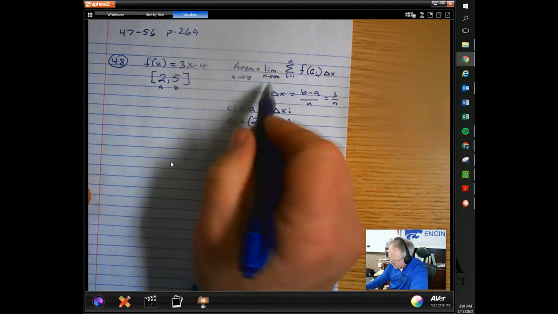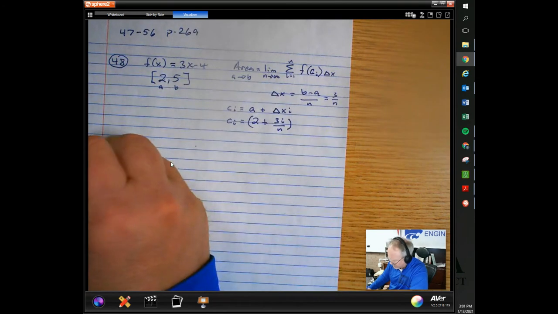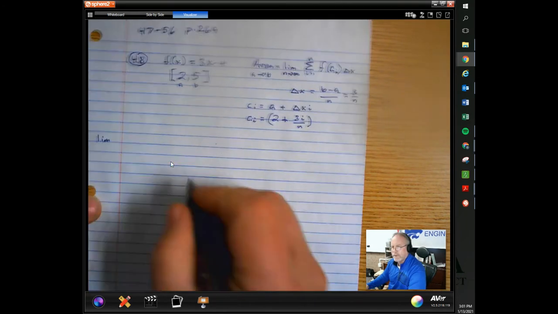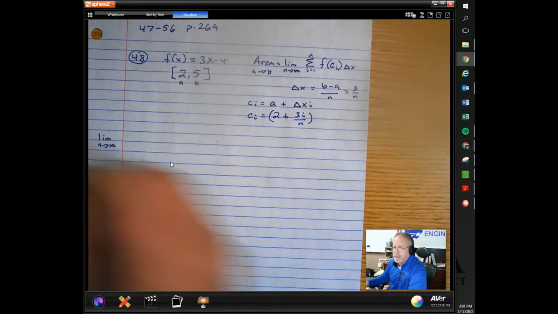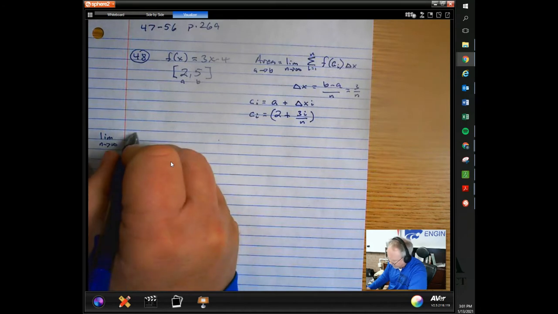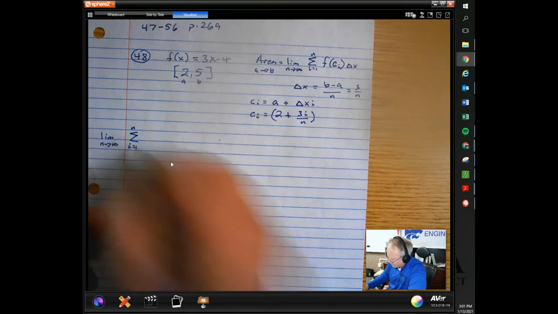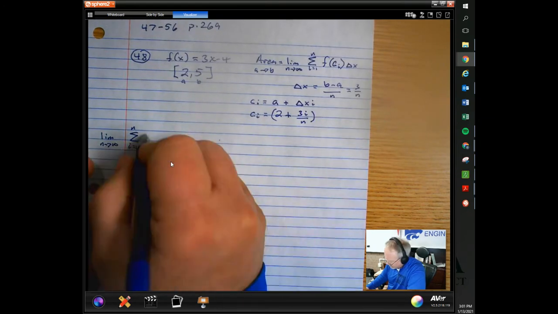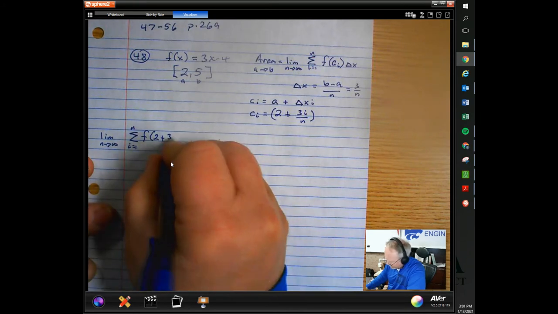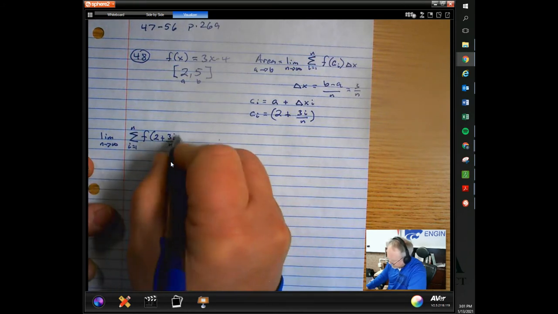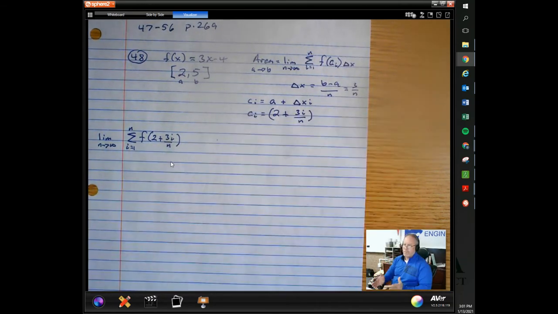All right, so we know this is going to be the limit. I'm not going to rewrite that every time, so I'm going to just leave that in my margin over here. So this is the limit as n goes to infinity, and we'll see that again at the end. And then we have our summation, i equals 1 to n. And then we have our function evaluated at 2 plus 3i over n.